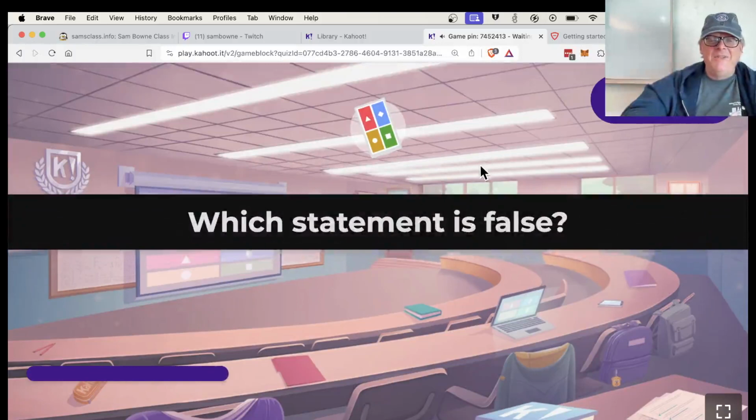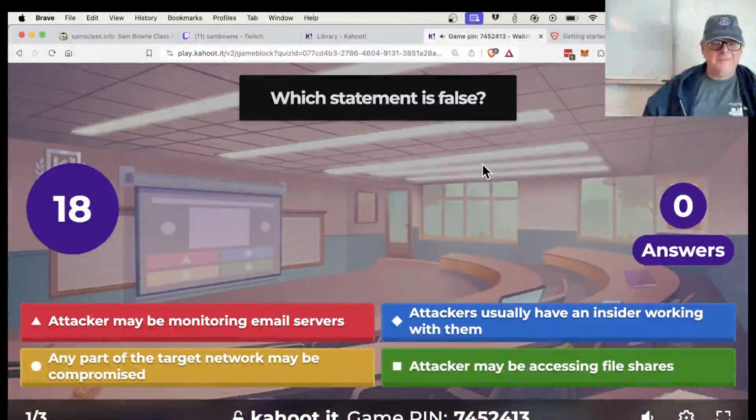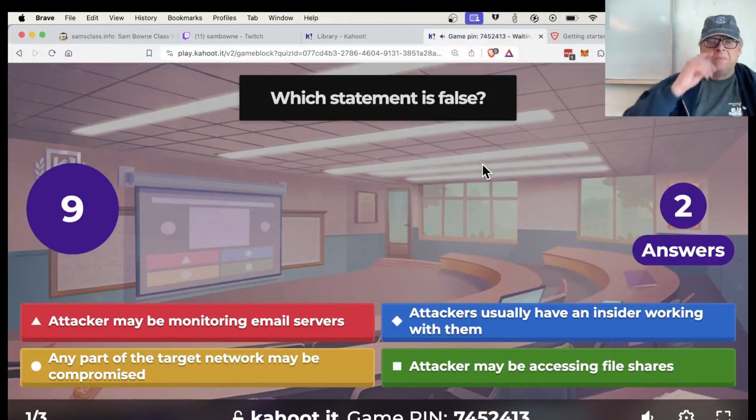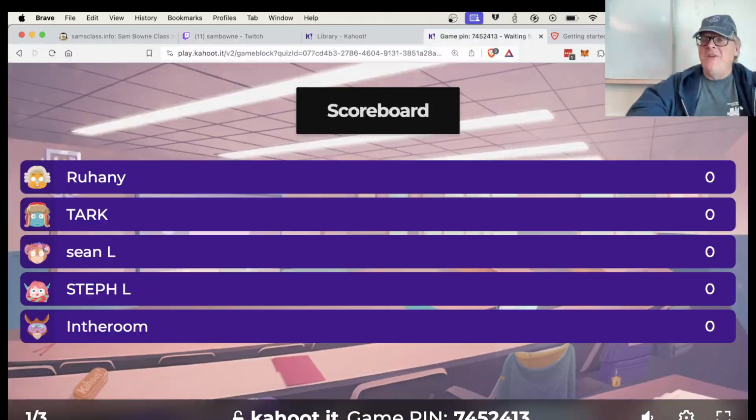All right. So which of these is a false statement? Yep. It's not that common that you have an insider. When you do, it's much worse. But most attackers don't have insiders.